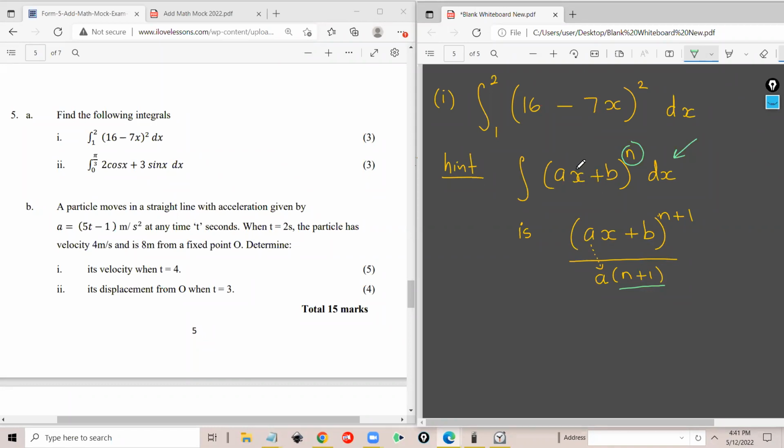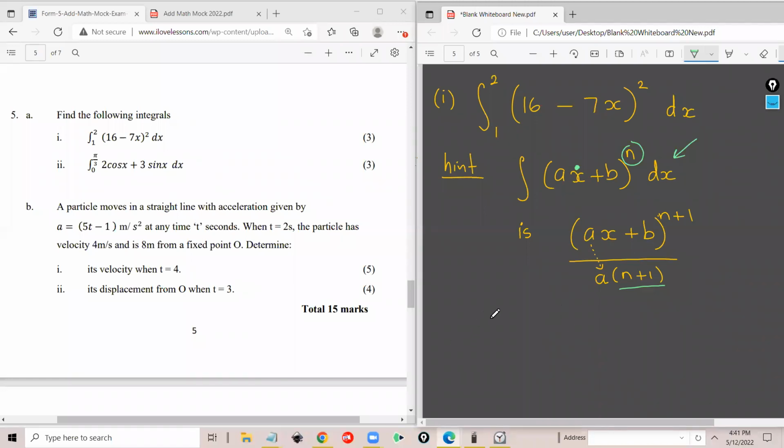Now, this only works if there's x here, as opposed to having x squared and x cubed. If it's just plain old boring x and there's a number touching it, the number slides underneath here to join the new power as well. Now, there's another way to do this question. We could expand the brackets first and then integrate, but that's going to be too much work.